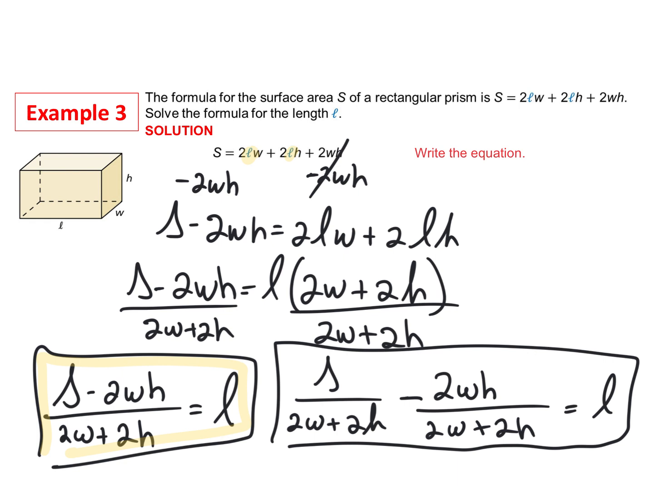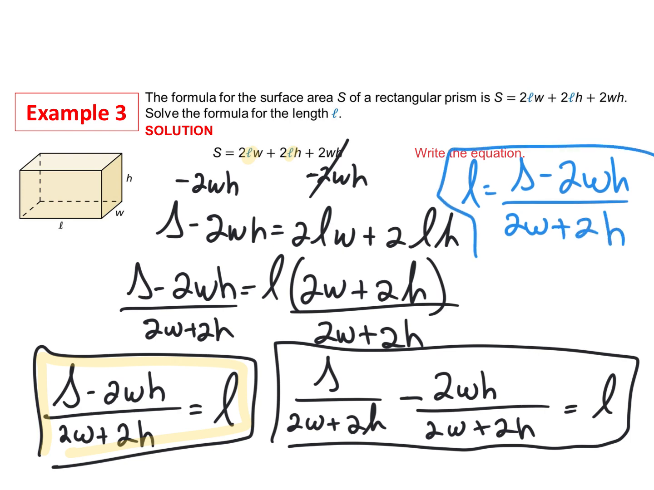And if you wish, you can actually even write it backwards. L equals S minus 2WH, all of it over 2W plus 2H. Now, either way, it is correct. I personally like to have the whole thing together. You don't have to. You can have it separate if you wish.